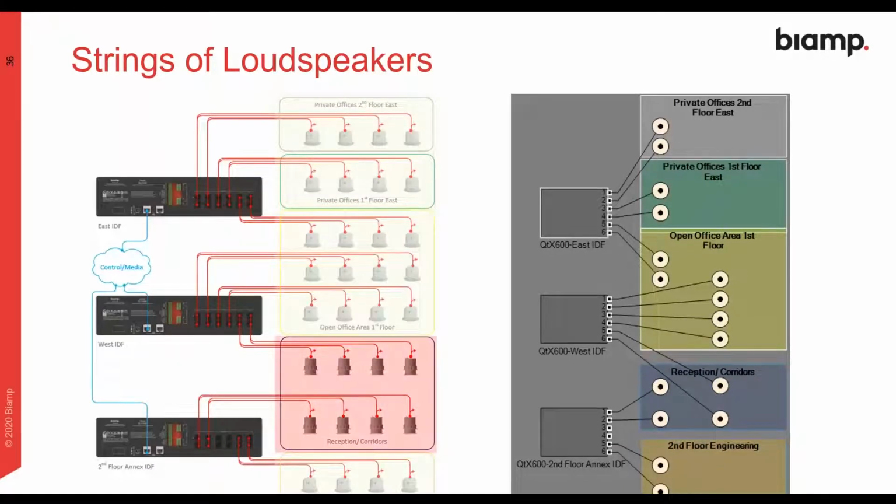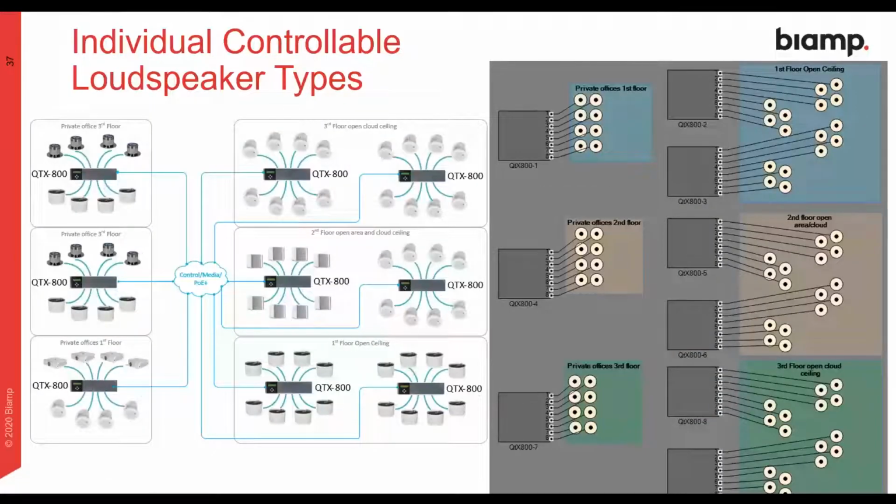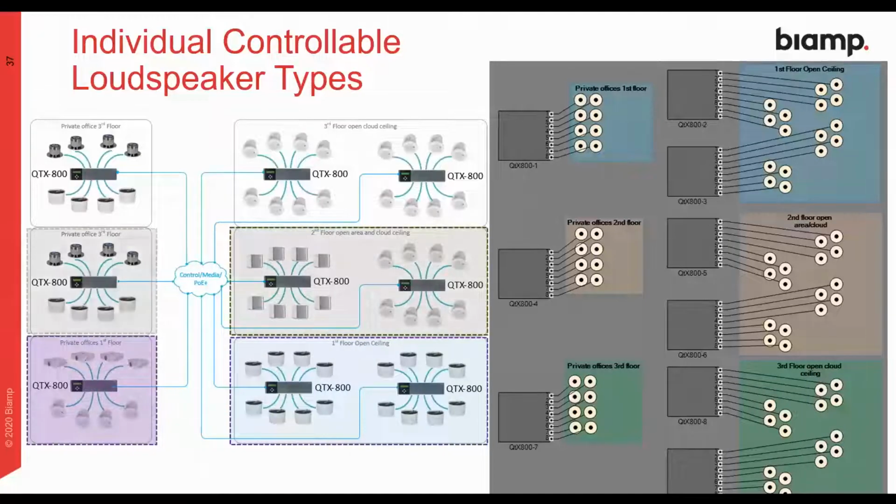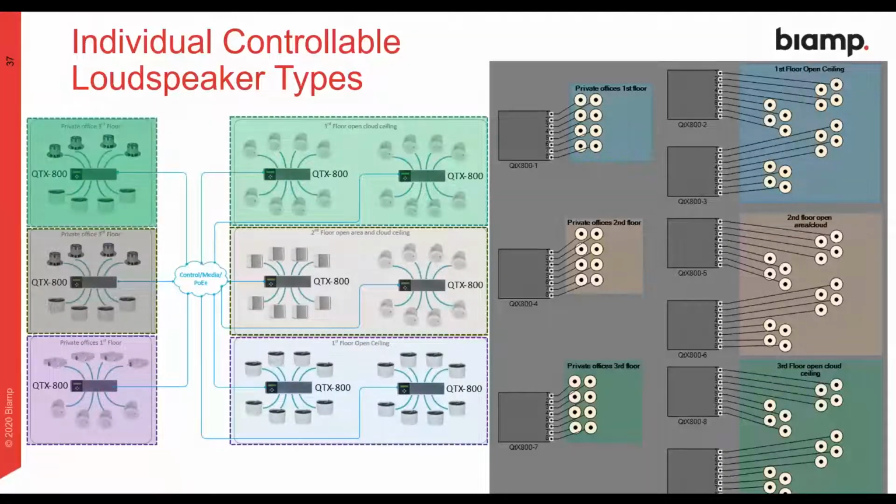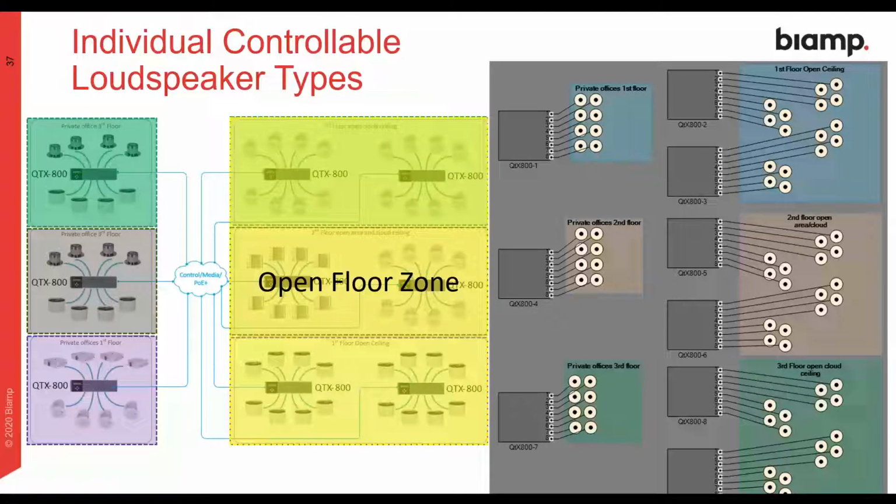So, just looking quickly through some of the zoning scenarios and the way it would look in QTX software. As we get to the software, we'll look at that closer. This is our individually controlled loudspeaker types showing the way it would look with zoning. And if I wanted to change my mind and group all of these open cloud ceilings on all these floors together, I could change that zone up and create a completely new zone that's everything tied together as one group, if needed.